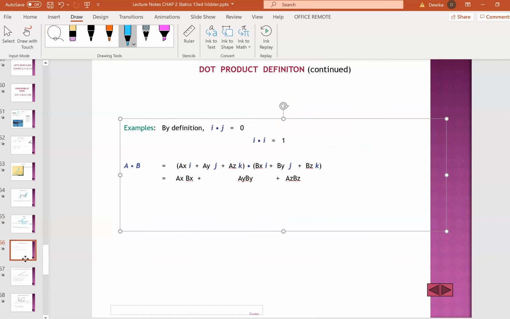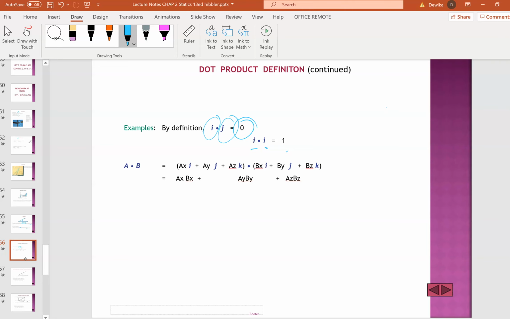So you see, the most important thing is I dot with I will give 1. J dot with J will be 1. K dot with K would be 1. Anything that's not the same, you get the answer of 0. So when you dot AX i with BX i, you have a value. But when you dot AX i with BY j, you do not have a value. It becomes 0. Same with AX with the Z. Do you understand?